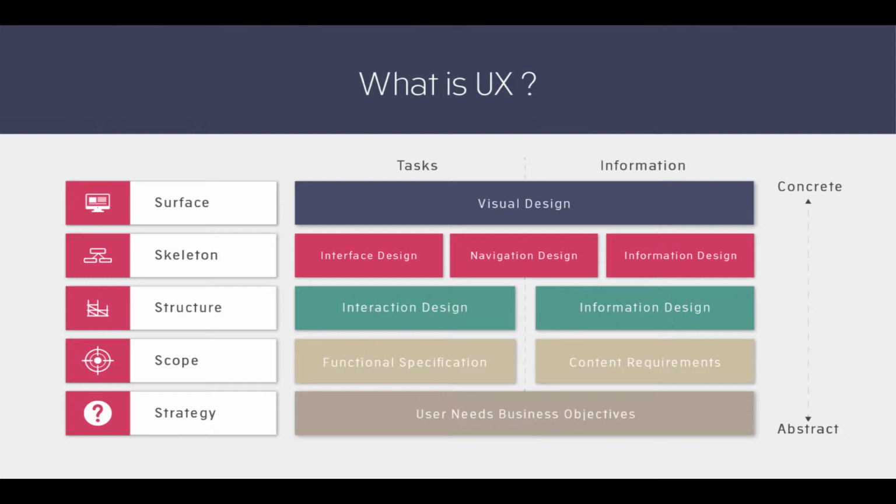And the output of that may be the information which gives you enough to determine the scope at the next plane. You further refine that into the functional specification, and also we refine the information. The content becomes slightly more defined at that point. And then moving on up, getting more concrete, we focus on interaction design.